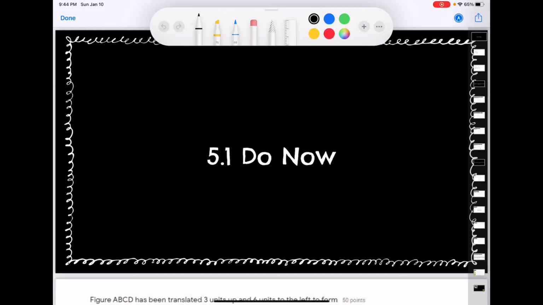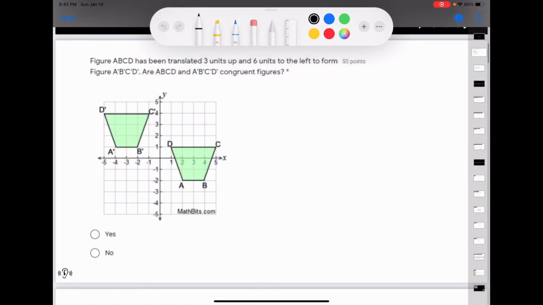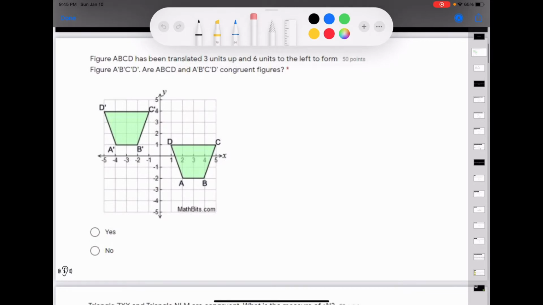Okay, before we begin, let's go ahead and review the Do Now from Unit 5, Lesson 1. This was the first question we saw. This question says, figure ABCD has been translated 3 units up and 6 units to the left to form figure A prime, B prime, C prime, D prime. Are ABCD and A prime, B prime, C prime, D prime congruent figures? The answer here is yes. They are in fact congruent figures.